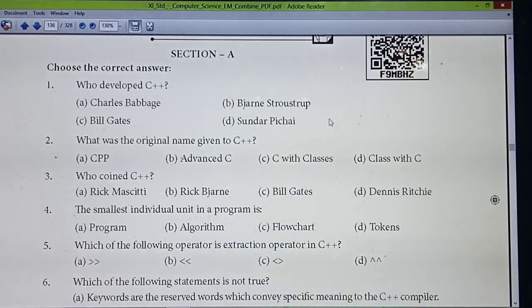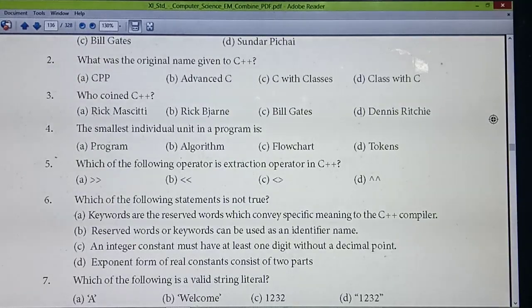Second question answer is option C, C with classes. Third question answer is option A, Rick Mascitti. Then fourth question answer is option D, tokens.